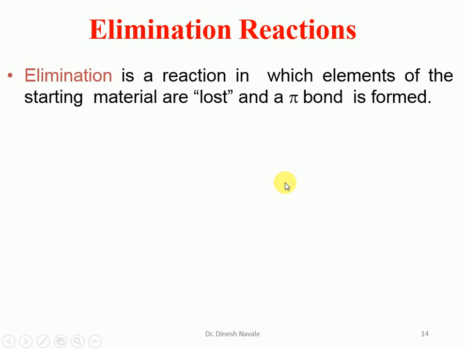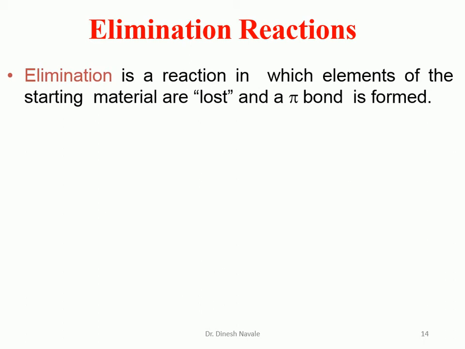Now the third reaction that we are going to see is the elimination reaction. So what is the elimination reaction? Elimination means to remove out. Elimination is a reaction in which elements of the starting material are lost and a pi bond is formed.